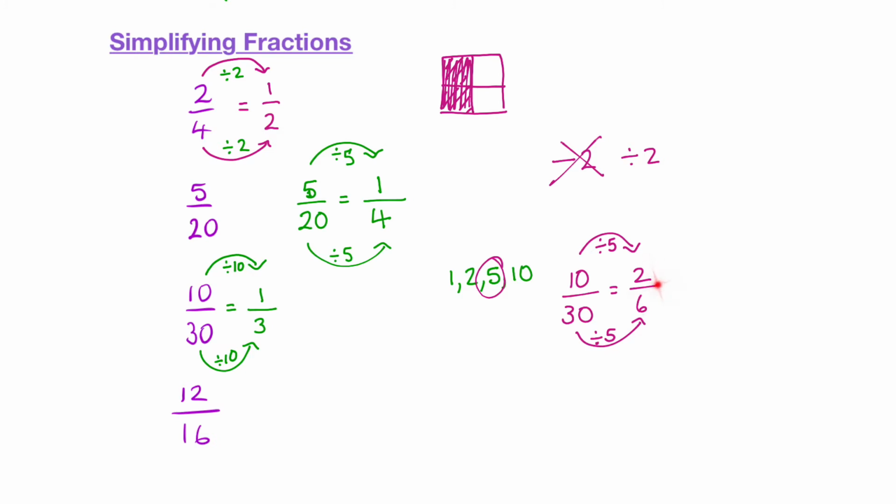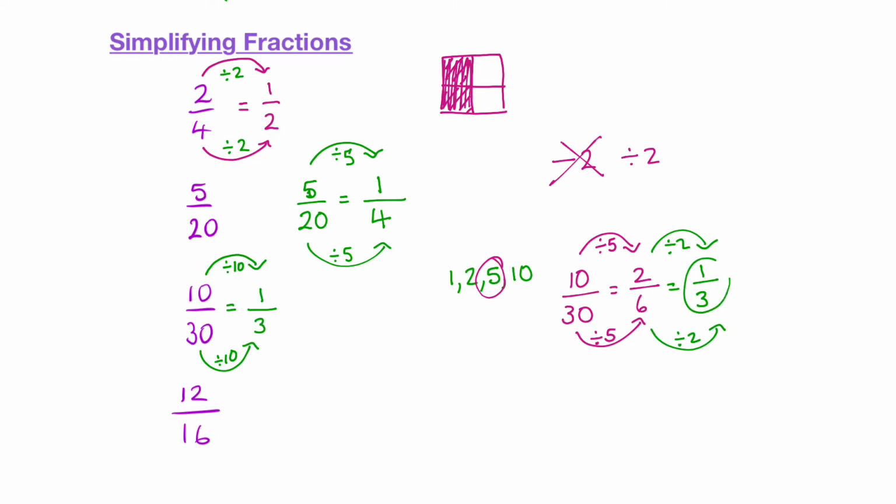This one, you can see the top and bottom are both in the 2 times table, so we could go again with that simplifying, and that would give us 2 divided by 2 is 1, and 6 divided by 2 is 3.